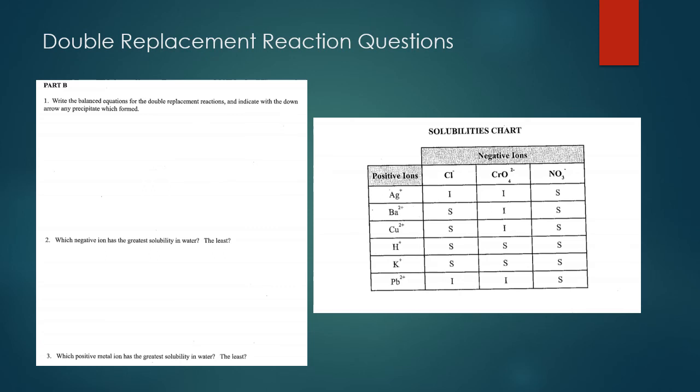Now let's look at how we're going to be using the data that we just collected. So these are the double replacement reaction questions. So for part B, the first question asks you to write balanced equations for the double replacement reactions and indicate with a down arrow if any precipitate formed.